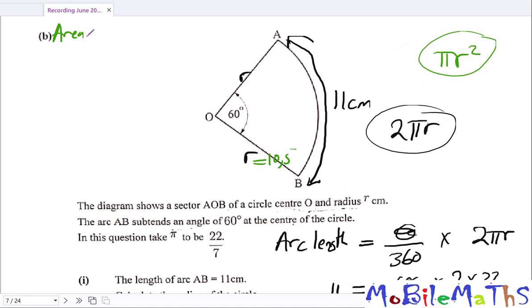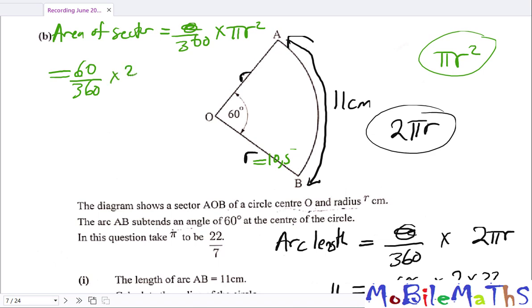So I'm going to say area of sector is equal to, I have my pi r squared, then I have the factor of my angle, which is theta over 360. Then we multiply them together like that. That's basically how you do the formulas. So even if you knew it was a quarter, you just say 1 over 4 times pi r squared. So simplifying, I've got 60 over 360 times my pi 22 over 7 times r, which is 10.5 squared.